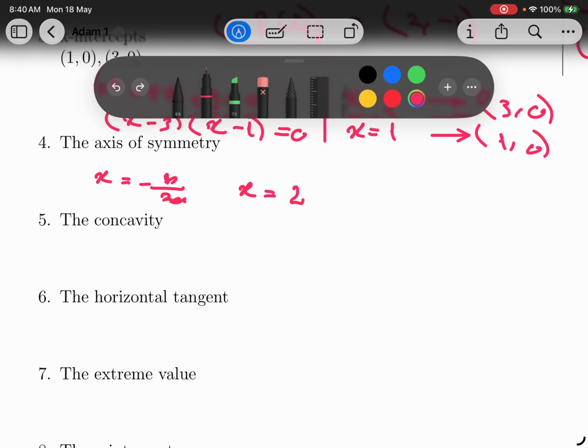The concavity, as long as a is 1 and a is positive, then this is concave up over the whole real numbers. So concave up over minus infinity to infinity, or you can write this fancy R, or you can simply say it's concave up or upward. It's up to you, okay?